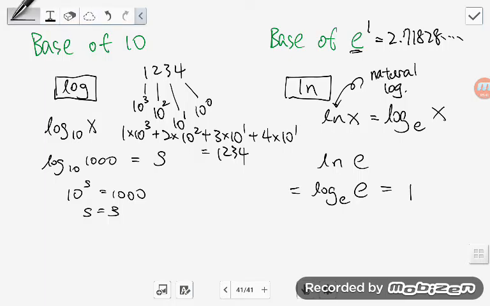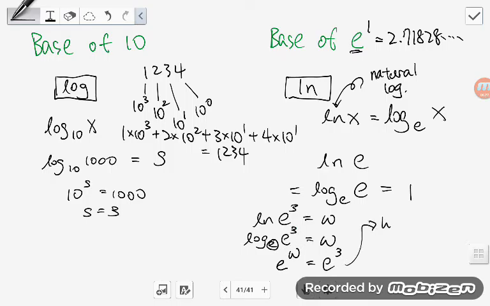Okay. Let's take a look at another example. Let's continue with the ln. Let's say ln e cubed. I don't know what it is, but let's say it is equal to w. Then I can convert this into log e cubed to the base of e, which is equal to w, right? So I can change this into exponential form. My base is e here, and every time we're taking the log, I get the exponent, so e to the power of w is equal to e cubed, right? So obviously my w is equal to 3.